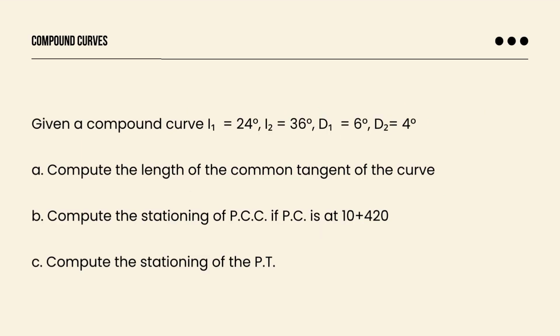Next, let's proceed to compound curves. Given a compound curve, I sub 1 is equal to 24 degrees, I sub 2 is equal to 36 degrees, D sub 1 6 degrees, and D sub 2 4 degrees. A. Compute the length of the common tangent of the curve. B. Compute the stationing of PCC if PC is at 10 and 420. C. Compute the stationing of the PT.